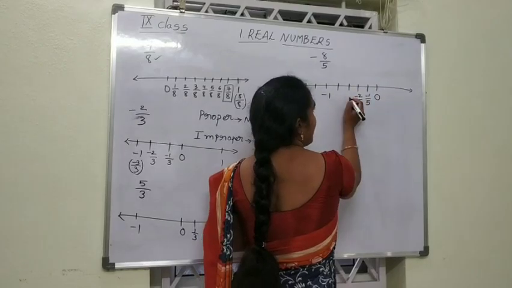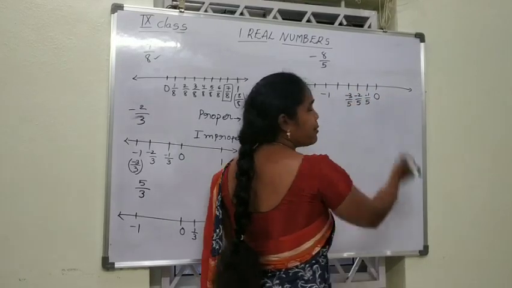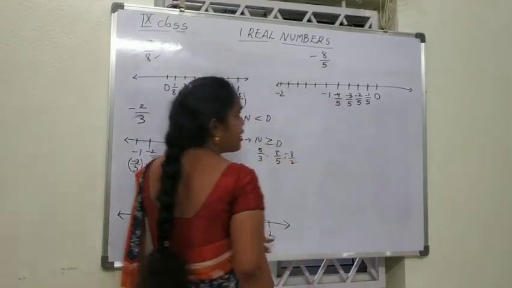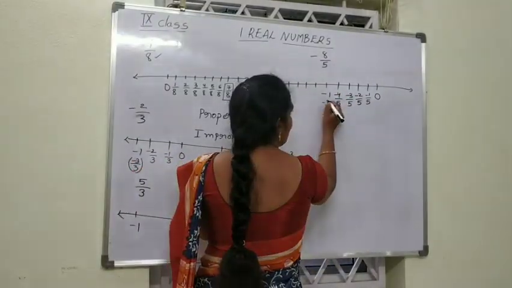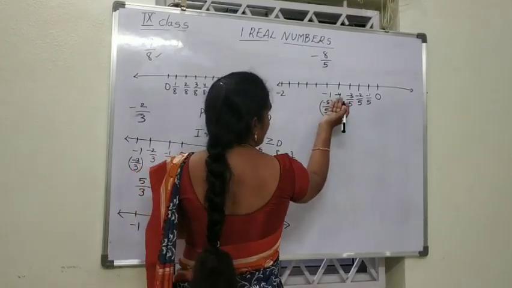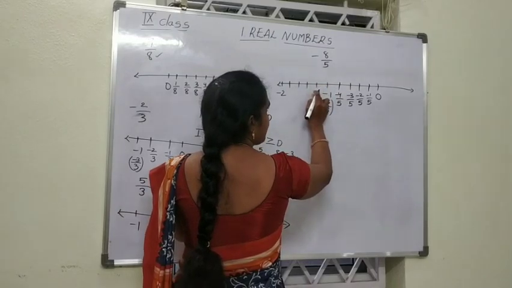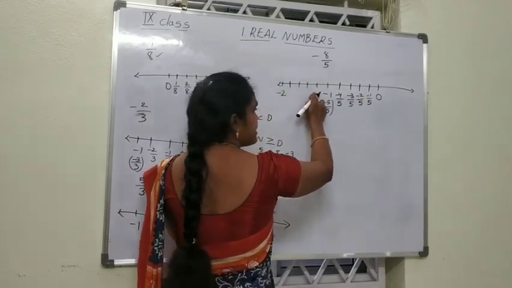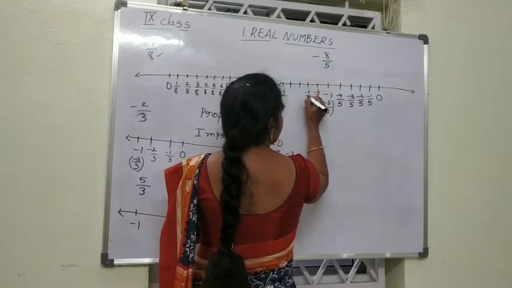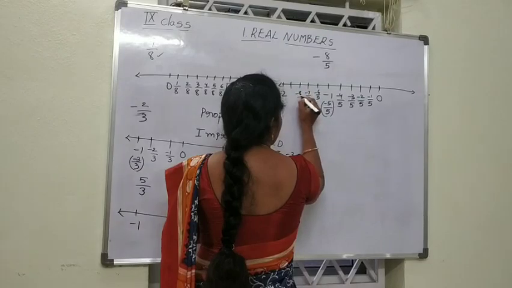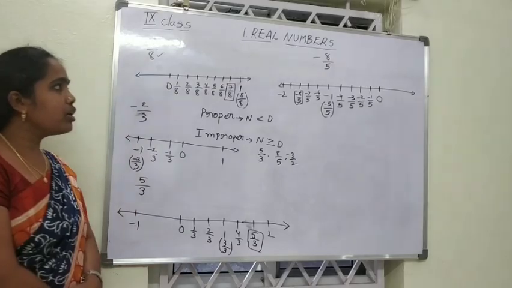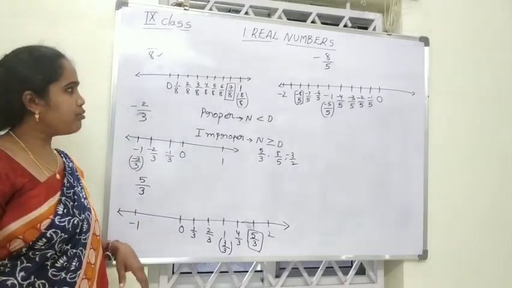Next, 3 parts. Out of 5 parts, 3 parts we are taking. Out of 5 parts, 4 parts we are taking. Minus 4 by 5. Out of 5 parts, 5 parts we are taking. Next, this is which part? 6th part. From 0, this is the 6th part. So, this is minus 6 by 5, minus 7 by 5, minus 8 by 5. This is our answer. So, minus 8 by 5, how to represent on the number line, we learned now.